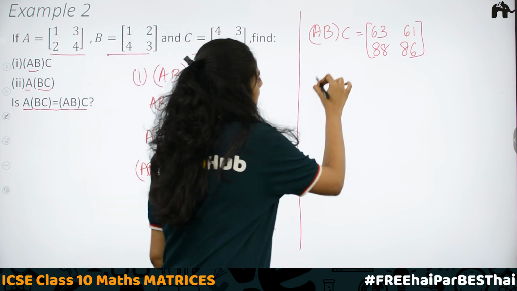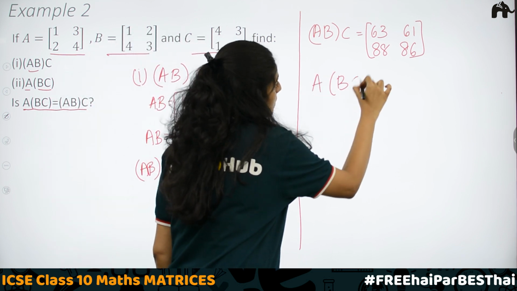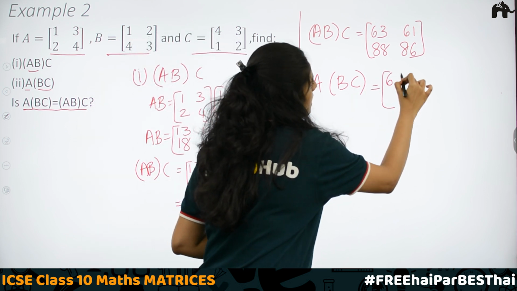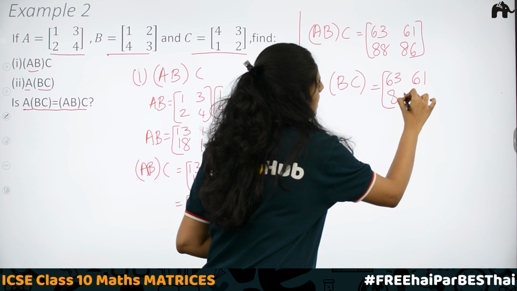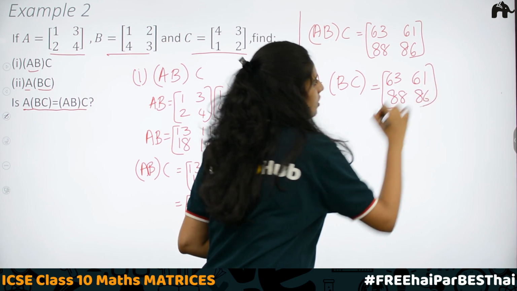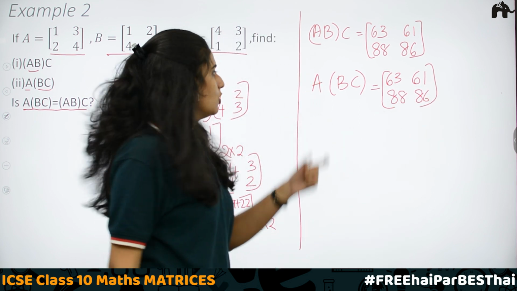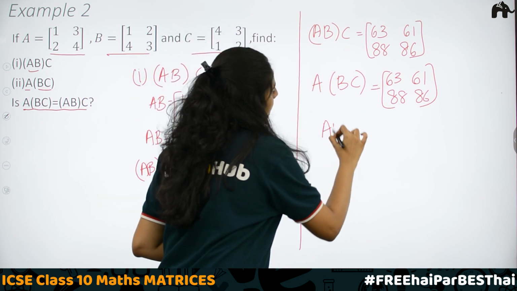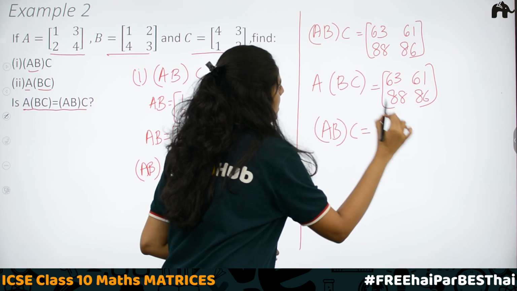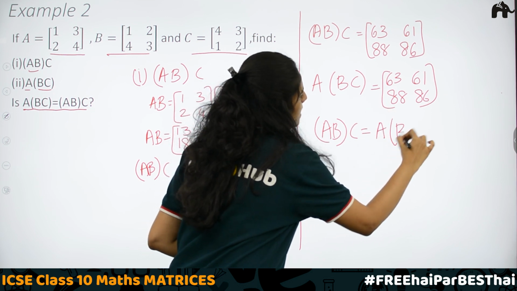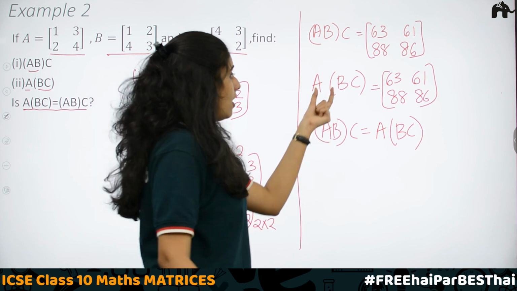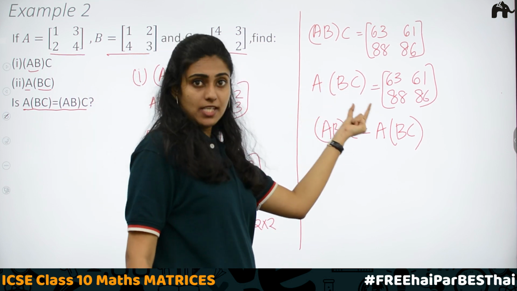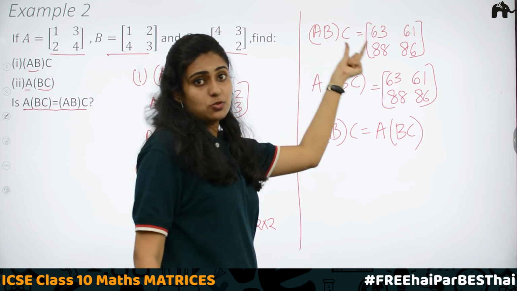You can try it. When you find BC and multiply with A, you will again be getting 63, 61, 88, 86. Okay, you can perform and check this multiplication, which means we can say that AB into C is always equal to A into BC. You have to first find BC and multiply it with A. You will get A into BC. A into BC and AB into C will be equal.